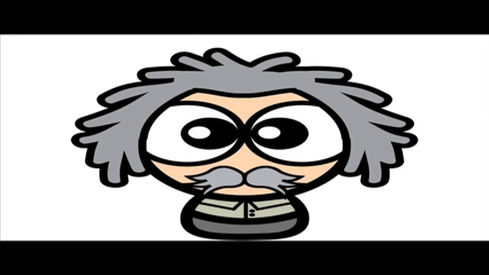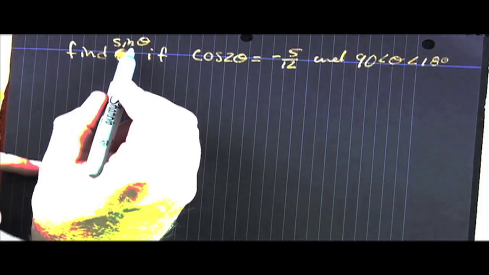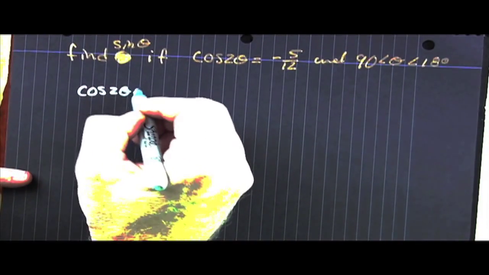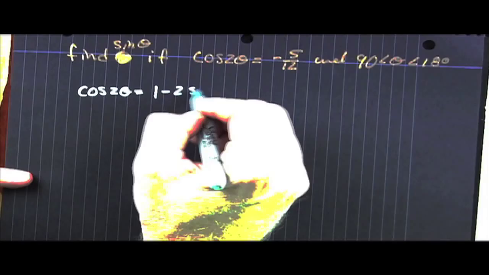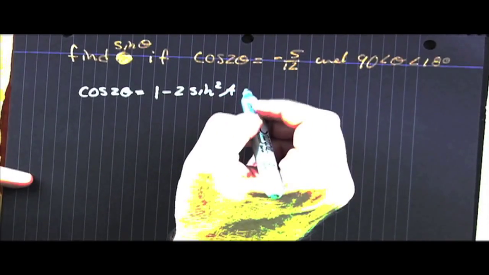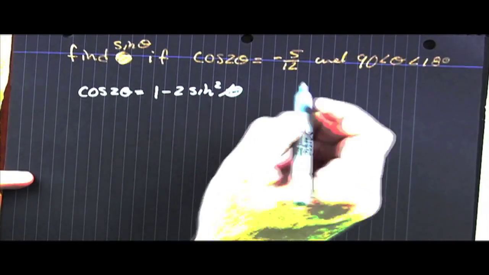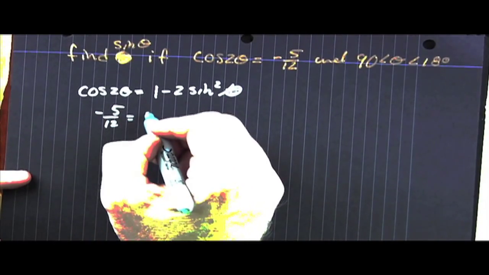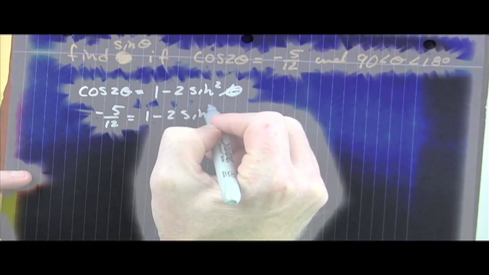Now we're gonna go with right triangle trig. Struggled with that before. Let's see how you do with it now. Let's go find the sine of theta if the cosine of 2 theta is minus 5/12 and theta's in the second quadrant. We're gonna use the double angle, and we write it out. We know what the cosine of 2 theta is, and we'll put that there.